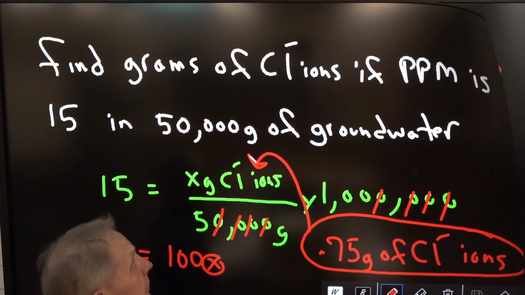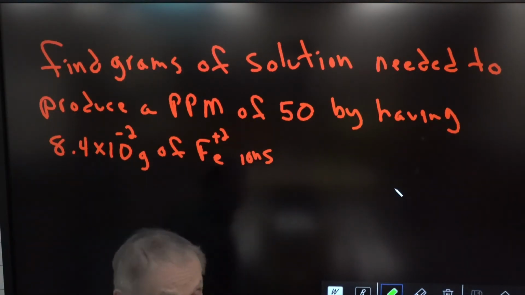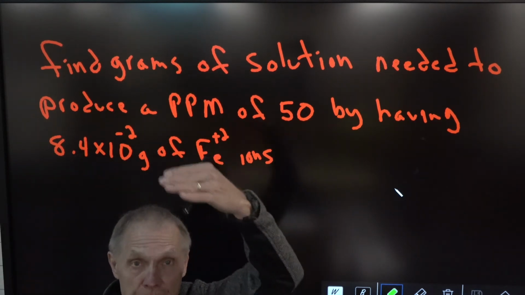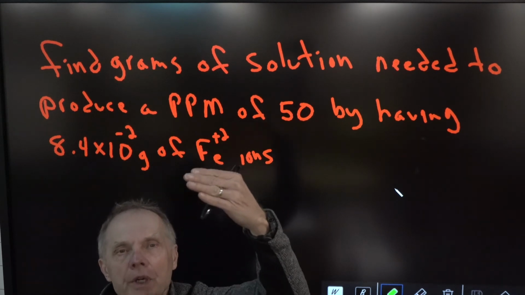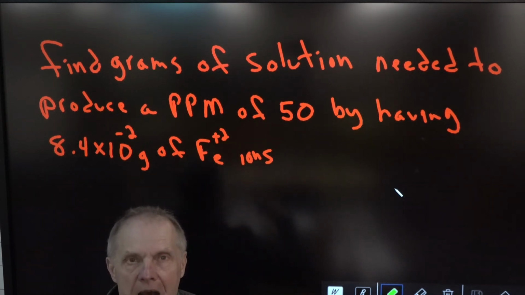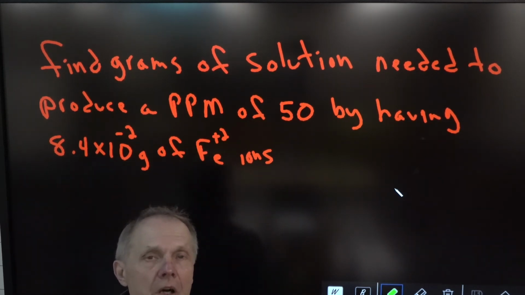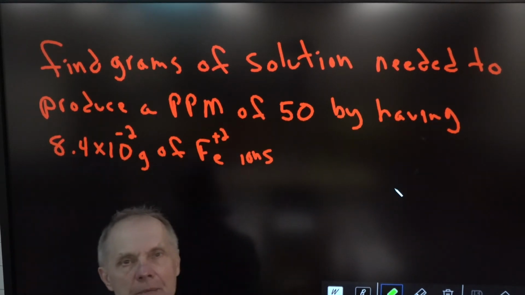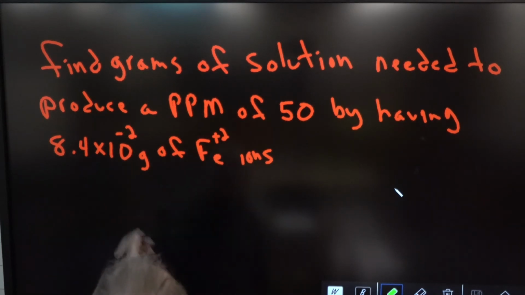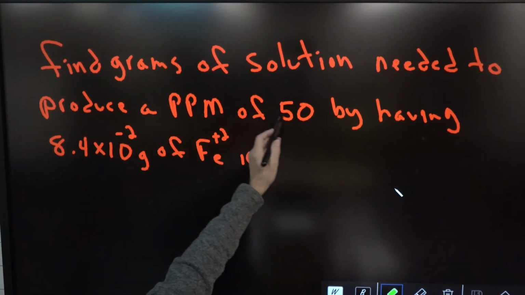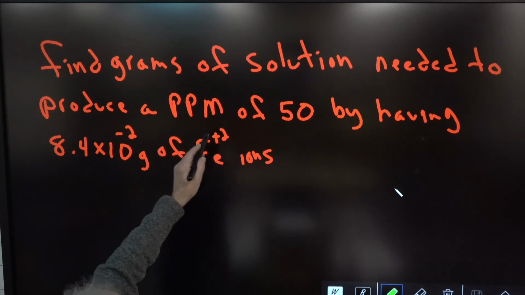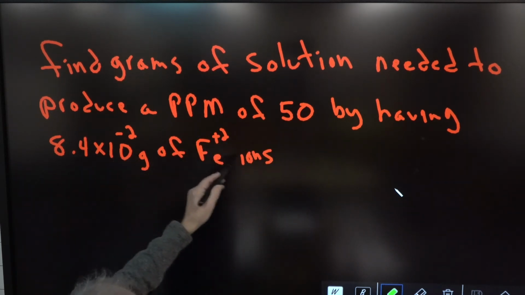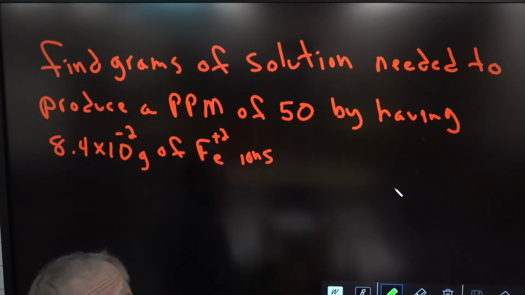The final question in ppms: we found ppms, we found the grams on top. Now we're going to find out the grams on the bottom. This is the most difficult one because students hate when an unknown is in the denominator. So we're going to do it right now. So, find the grams of solution needed to produce a ppm of 50 by having 8.4 times 10 to the minus 2 grams of iron ions in that solution.